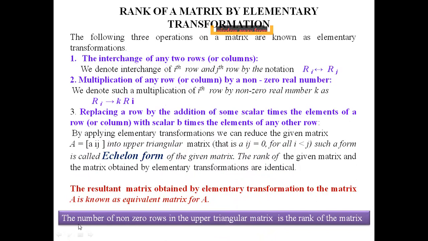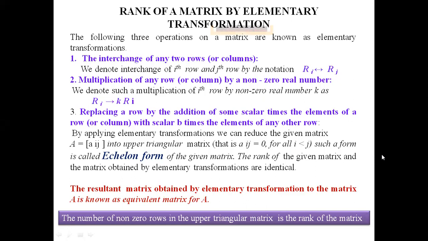Once you reduce it to that, the number of non-zero rows in the upper triangular matrix gives the rank of the matrix. Actually, rank represents the number of independent rows, that is, the independent linear equations in the system. When a system of equations is given, how many independent equations and how many dependent equations there are counts toward whether the system has a solution or not. So using this concept, we can find the rank of a matrix.